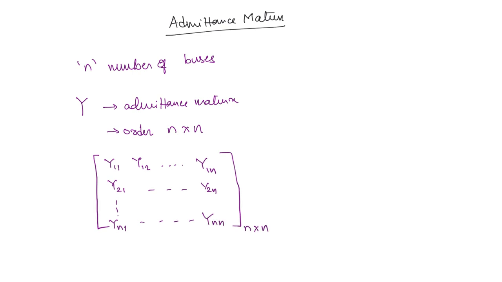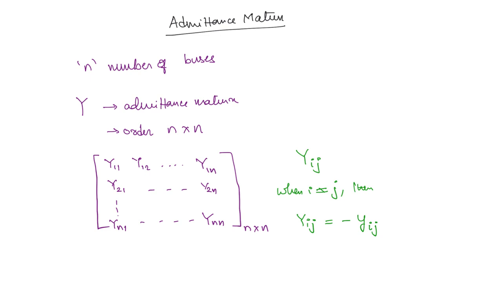Now what are each of these elements, right? If you take it in general as Yij, each element we represent as Yij. What is i? It is the number of the row and j is the number of the column. Now when i is not equal to j, then Yij is equal to the negative of the admittance of the transmission line that is connected between the ith and the jth bus.